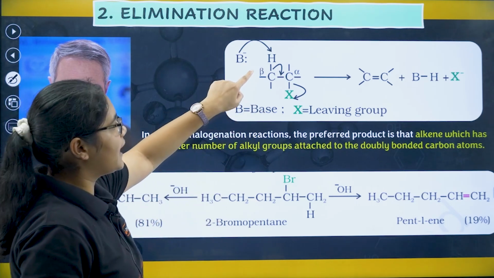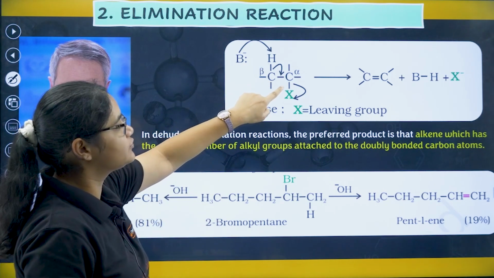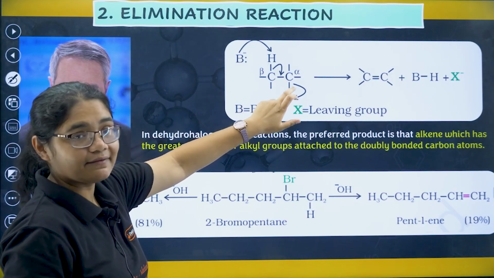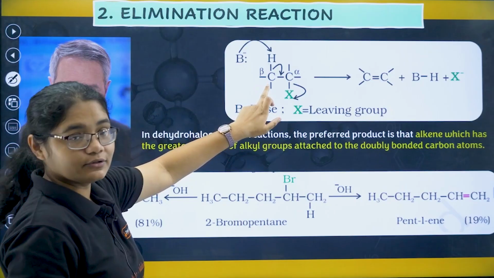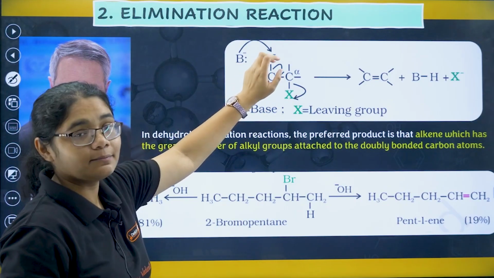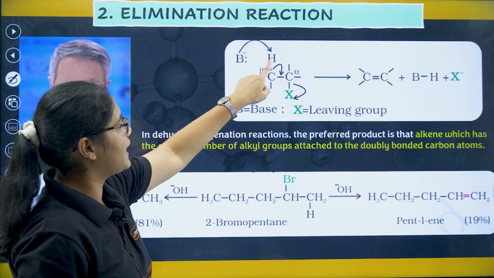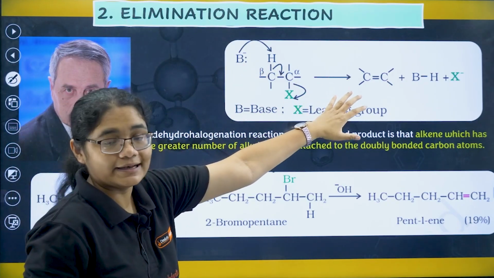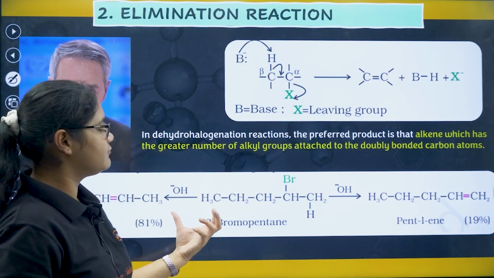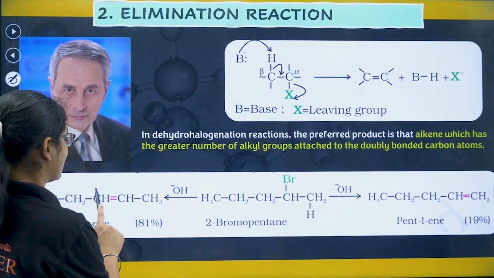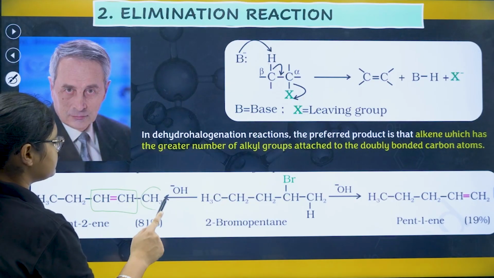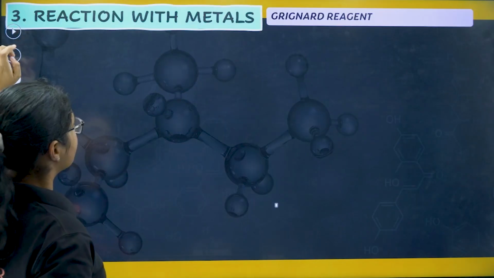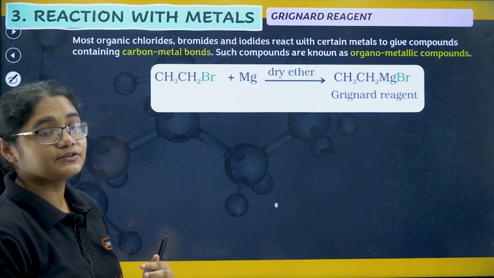Beta hydrogen is the hydrogen attached to the carbon next to the carbon containing the X group. So if you have this carbon which has the X group, the hydrogen on the next carbon is a beta hydrogen. The base will attack this hydrogen and then you will have this double bond, and this is the alkene formed here. So the Saytzeff rule says that you should always form the alkene that has more alkyl groups. Now we will see the last one, that is reactions with metals.